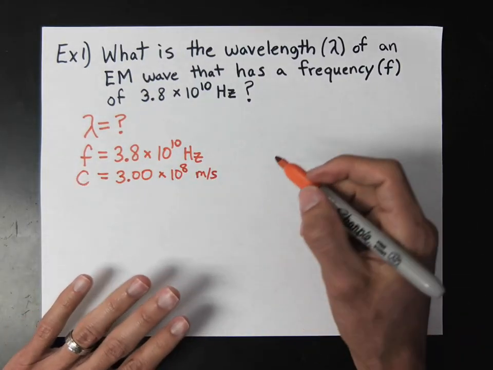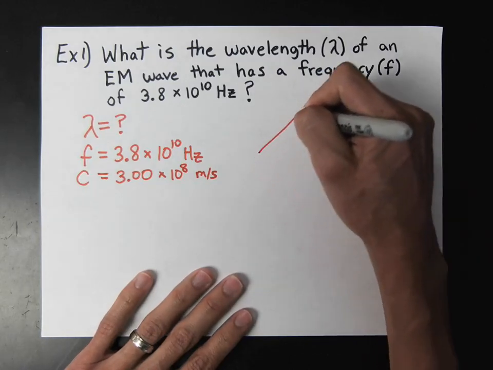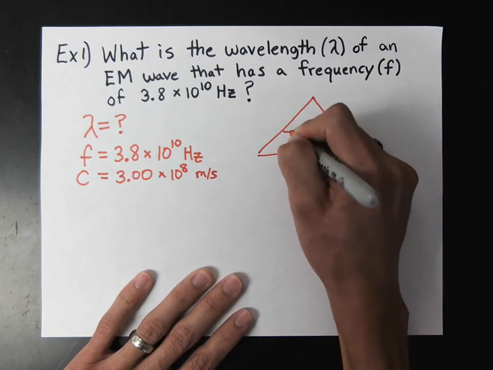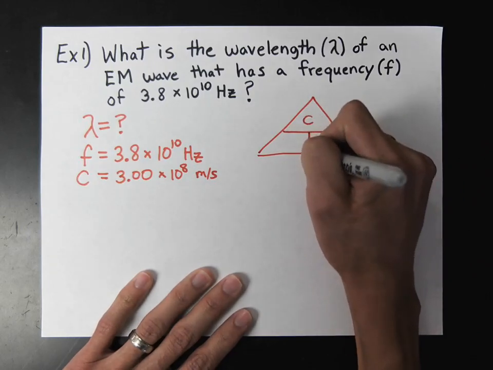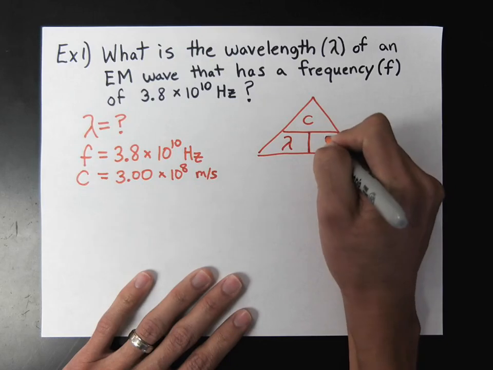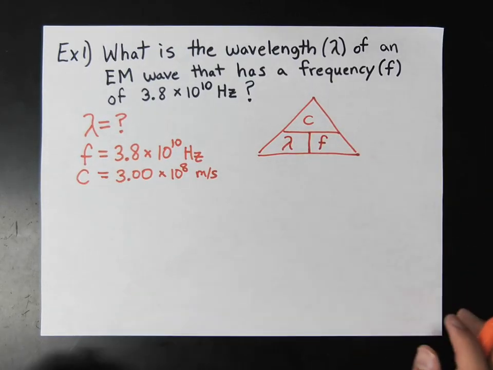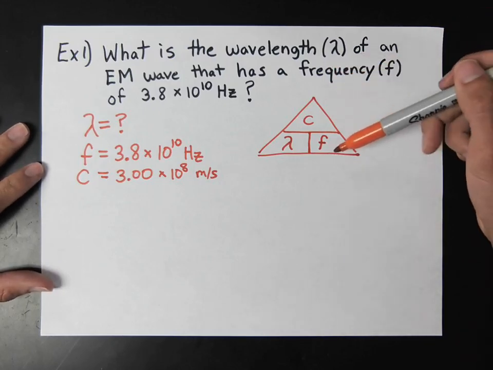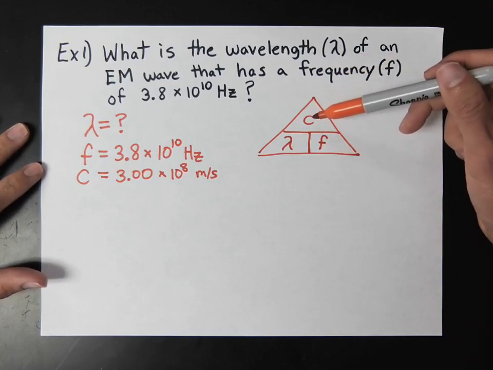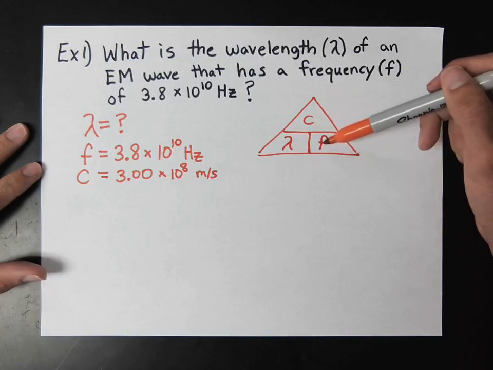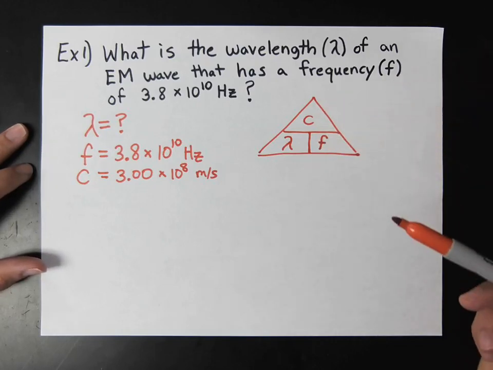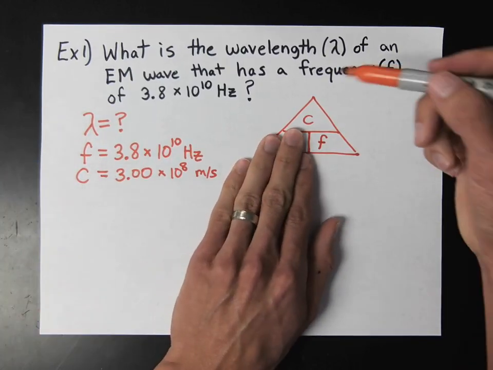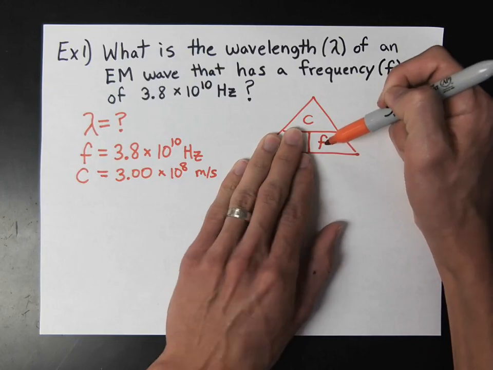If you're not so good with manipulating equations, you can use this triangle. If you look online, you might find different things, like for C, they might use velocity. For frequency, sometimes you might find V. So we're looking for wavelength, cover it up. It's going to be the speed of light divided by frequency.